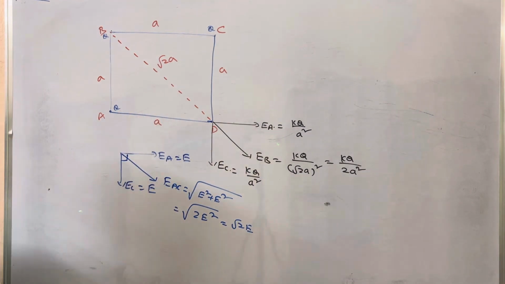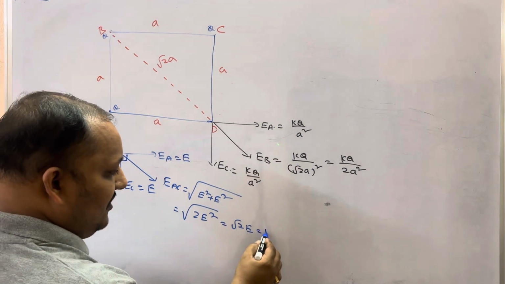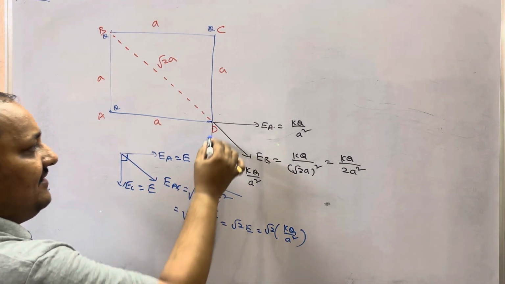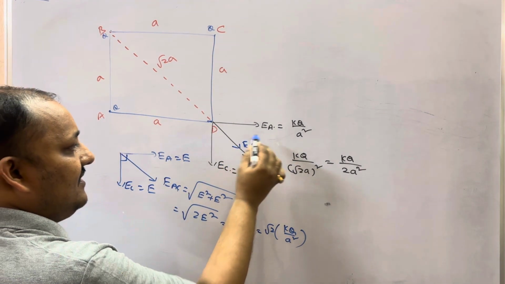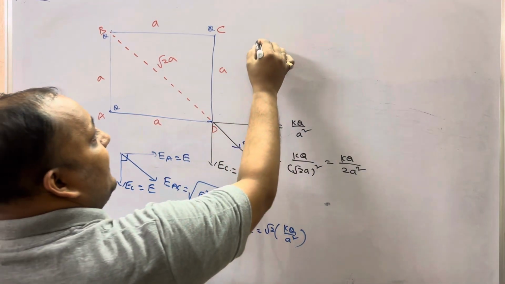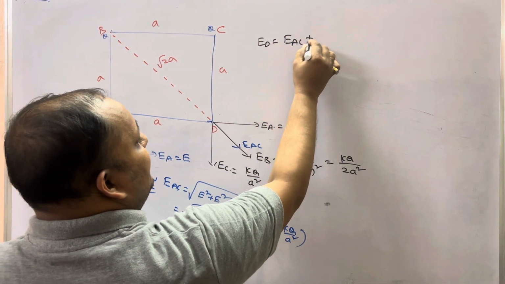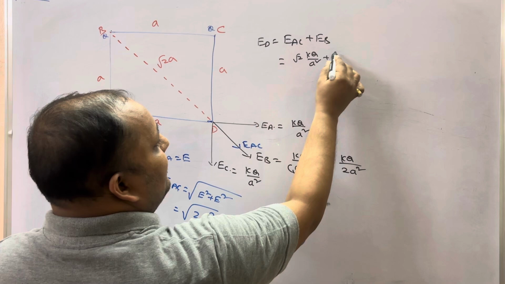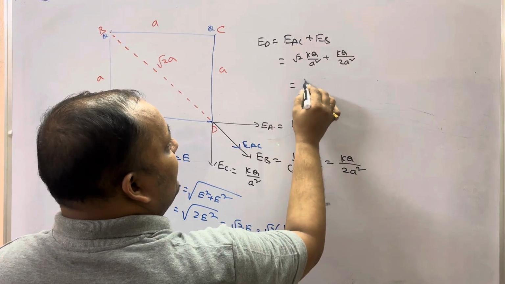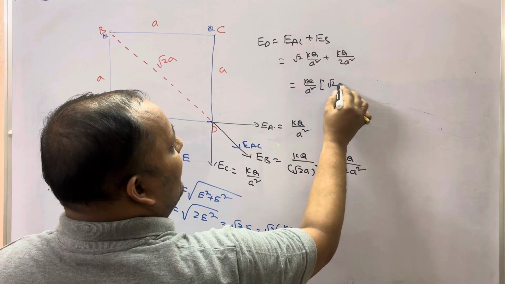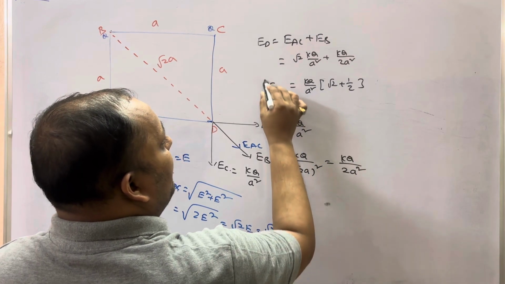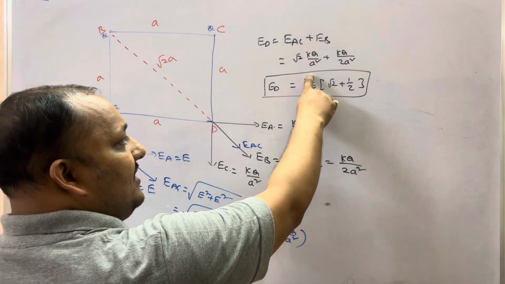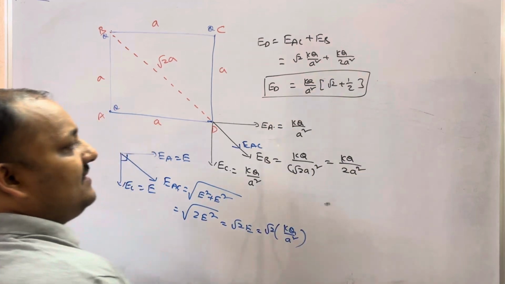So already you got this in force. I am just doing it once again. Now root 2 KQ by A square. Now this EAC, in which direction will it be coming? Like this. Therefore, the final answer, electric field intensity at D, is EAC plus EB. What is EAC? Root 2 KQ by A square plus KQ by 2A square. So therefore, KQ by A square into root 2 plus 1 by 2. So this is going to be the final answer. Force also you got the same thing, but there you got a square, but the same answer, root 2 plus 1 by 2.